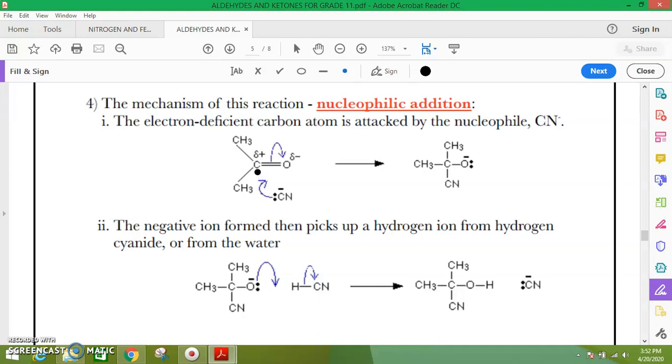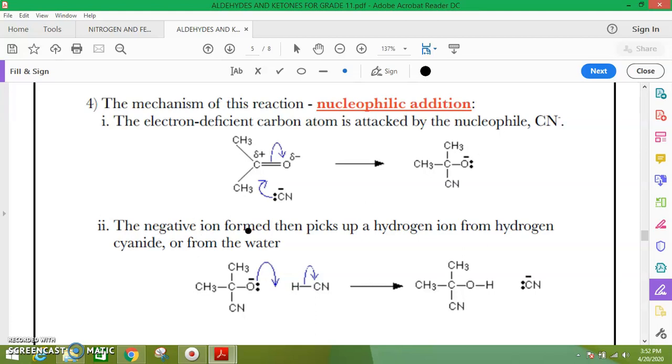When it will attack, the carbon gets valency 5. So you know that's unstable. Carbon needs 4 bonds. So we will shift this bond towards oxygen because oxygen is more electronegative. This is our first step. You can see here when cyanide ion attacks on carbon, it will attach with carbon, and between carbon and oxygen there is a single bond because we shifted one bond towards oxygen. That's why here negative charge.